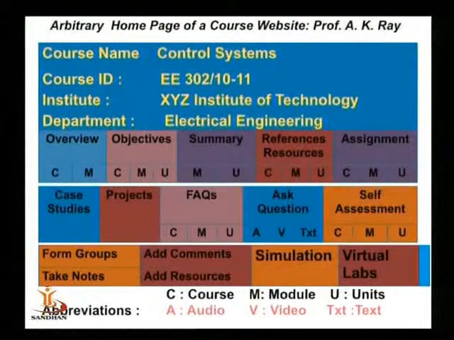And then in addition to all these things, you can provide case studies, you can provide projects, you can provide frequently asked questions. You can allow the users to ask a question and provide a forum for them to answer each other, provide a self-assessment. You can ask the students to form groups and ask them to add comments. You can see that there are multiple activities that you as a teacher will be able to do in creating the necessary learning environment for the student.